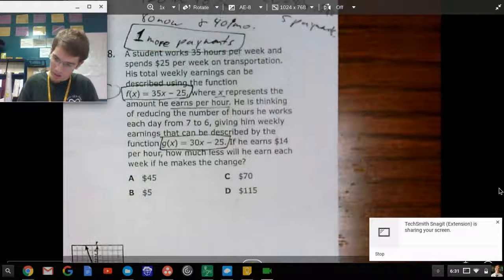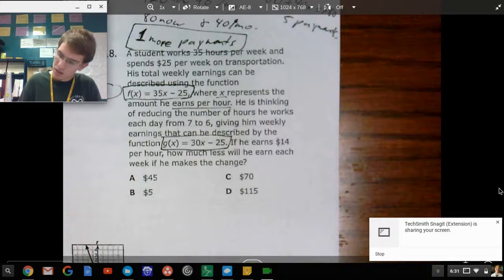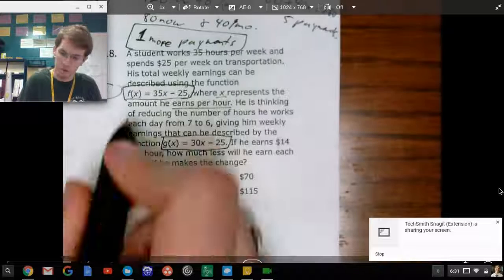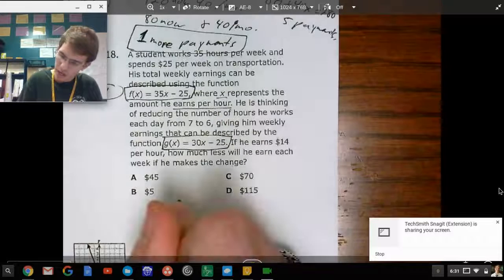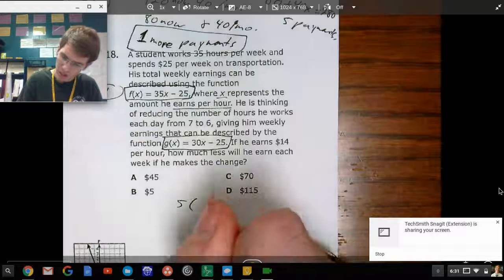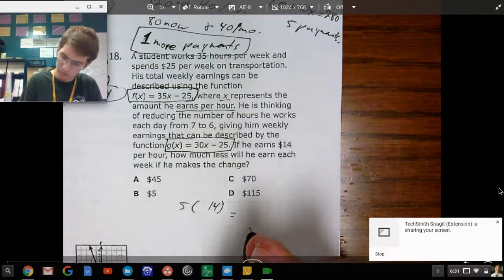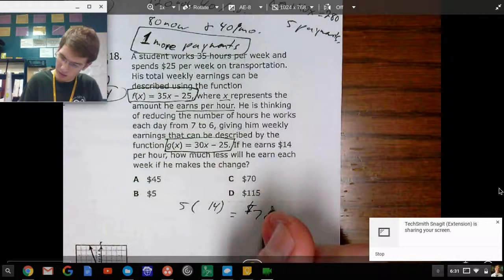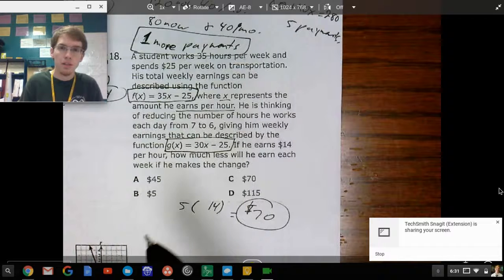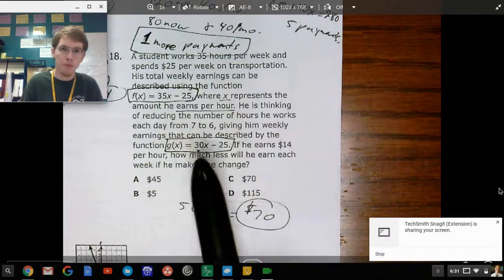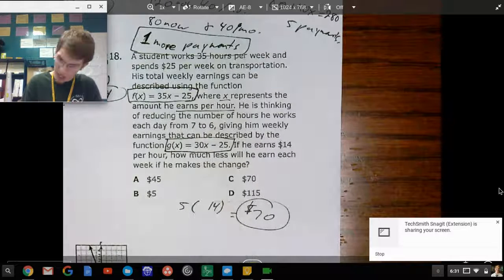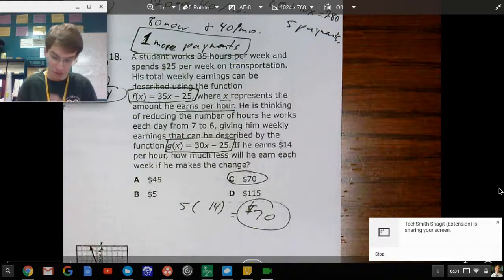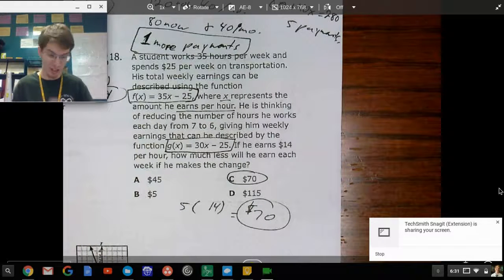So originally, wait a second. He's working 5 hours less is what it looks like, because this is the number of hours he works. He's working 5 hours less, but he earns $14 an hour. That's $70. And is that what they're asking? If he earns $14 per hour, how much less will he earn each week? Actually, that is the question we've got asked there. So C is it. And so that kind of crept up on me. I didn't expect it to occur so fast.